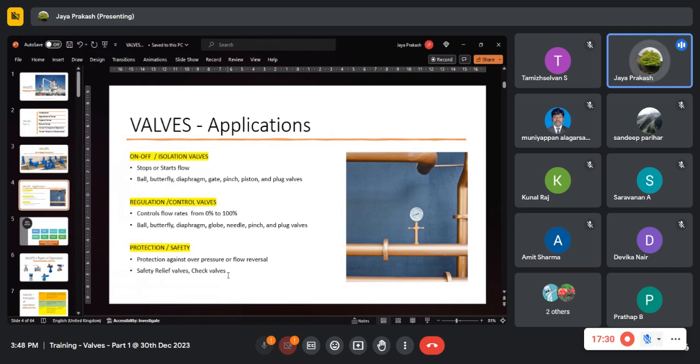Check valves are a type of safety valve where flow reversal is prevented. It is unidirectional. It allows flow in only one way, and the reverse flow is prevented. That is another type of application of these safety or protection valves.